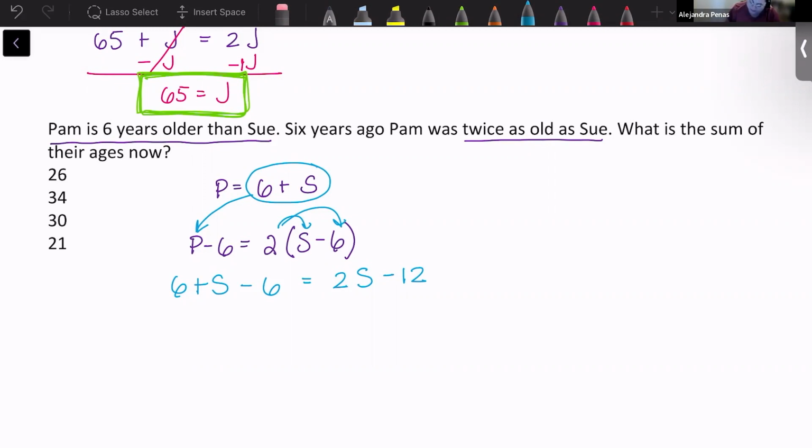All right, so what's going to happen here? You can take out the 6 on both sides, and the 6 on the left goes away. Exactly. So s is going to equal 2s.